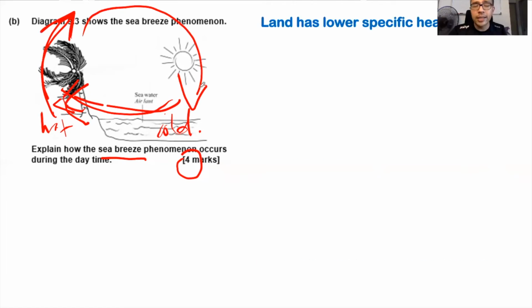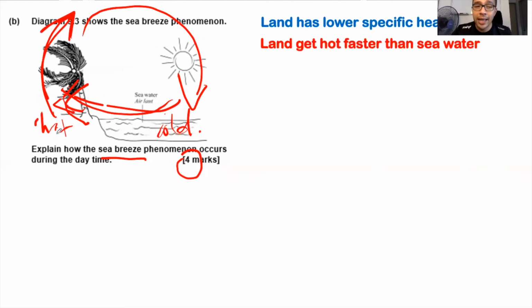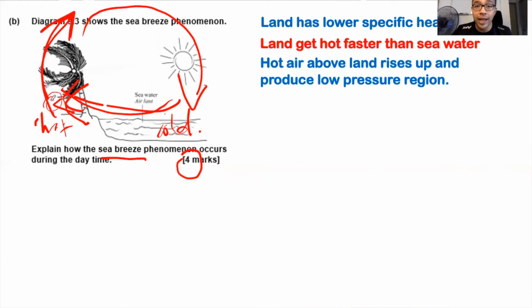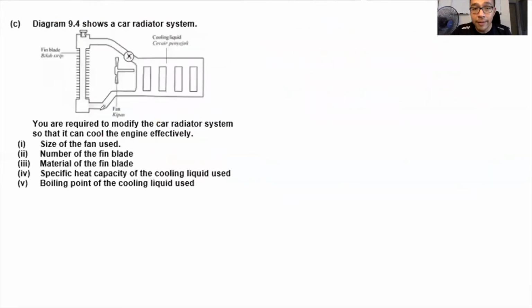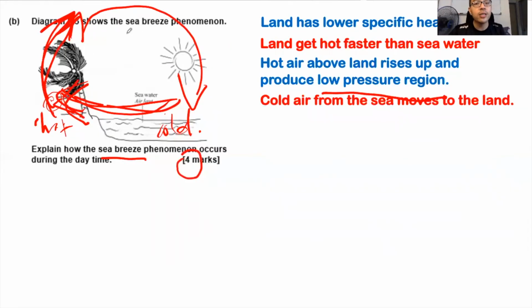So first, land has a lower specific heat capacity. Lower specific heat capacity means what? It gets hotter faster. The land gets hotter faster than the seawater. And because of that, the hot air above the land rises up and produces a low pressure region. Then the cold air from the sea moves towards the land. High pressure always moves towards low pressure. So cold air will go into the land, and that's how the sea breeze occurs.